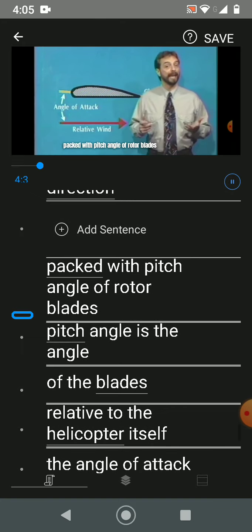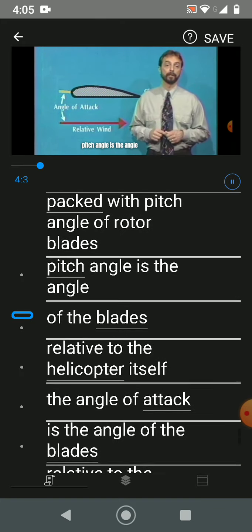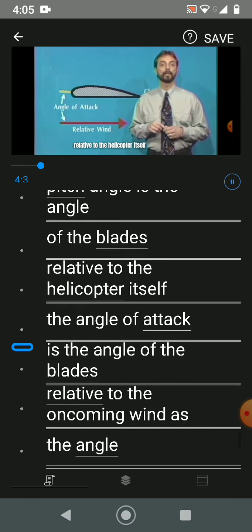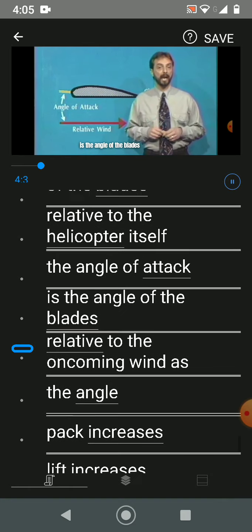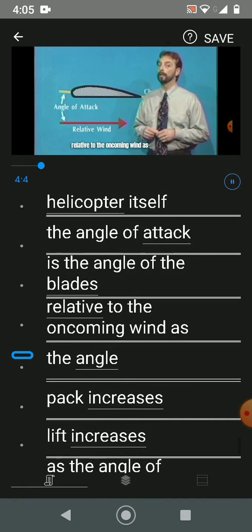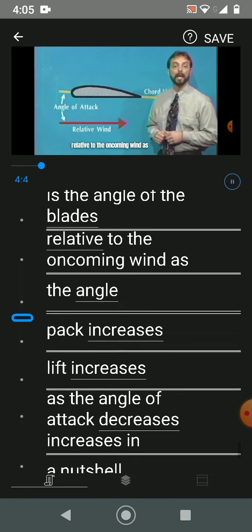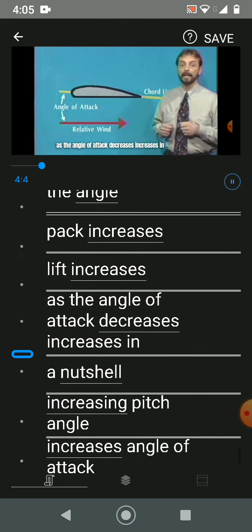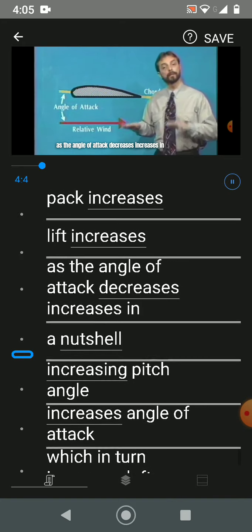Don't confuse angle of attack with pitch angle of the rotor blades. Pitch angle is the angle of the blades relative to the helicopter itself. The angle of attack is the angle of the blades relative to the oncoming wind. As the angle of attack increases, lift increases. As the angle of attack decreases, lift decreases.